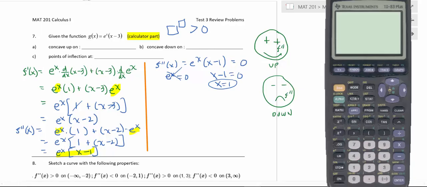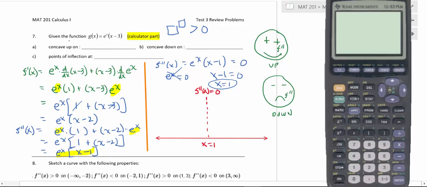So what you'll end up doing on this one is making a sign chart. So let's go ahead and put together a sign chart. And this will be a pretty straightforward sign chart. There's only one place where the second derivative is equal to 0, and that's at 1. So we'll go ahead and just do this. That's x equals 1. That's where the second derivative is equal to 0.